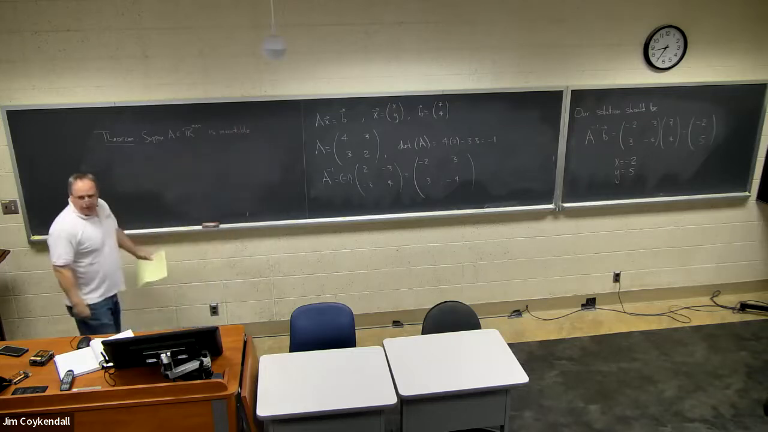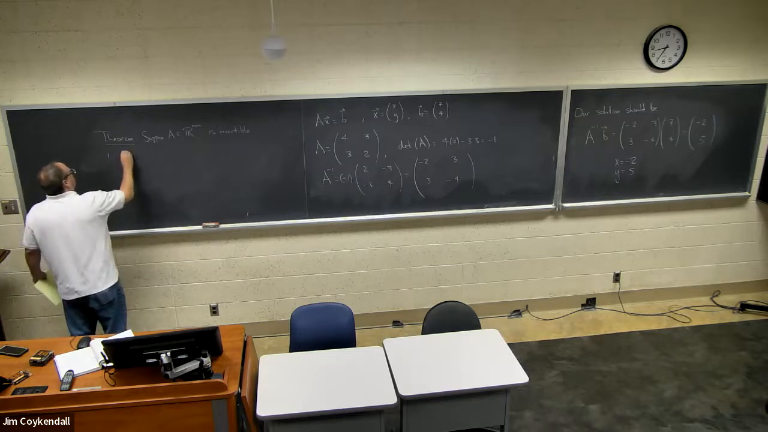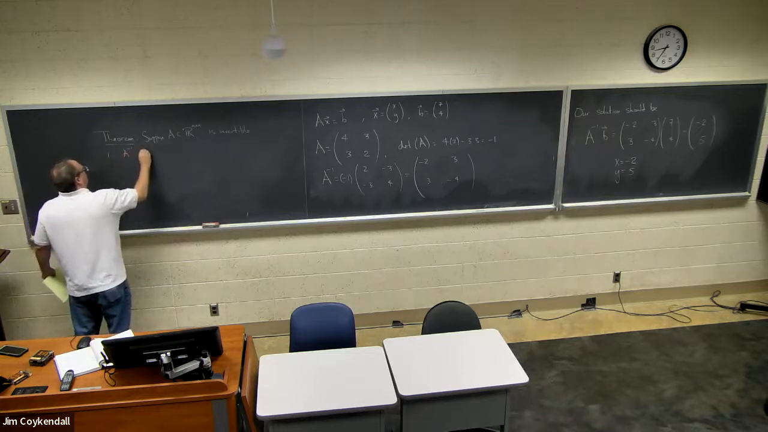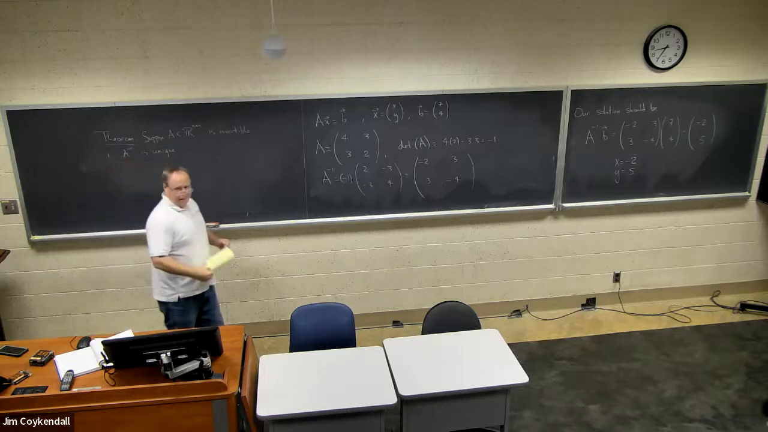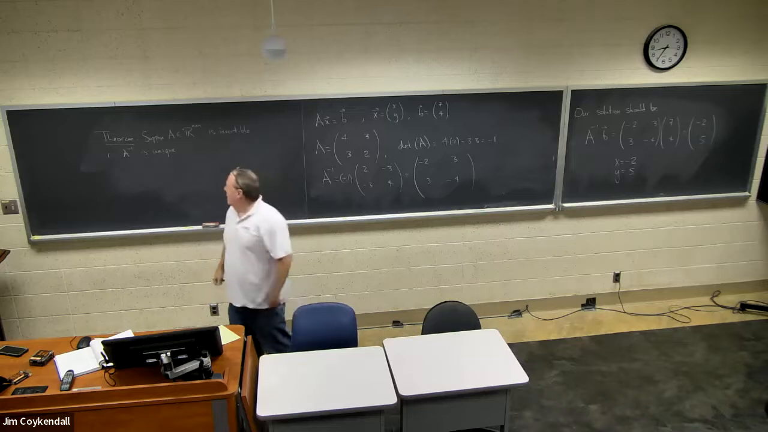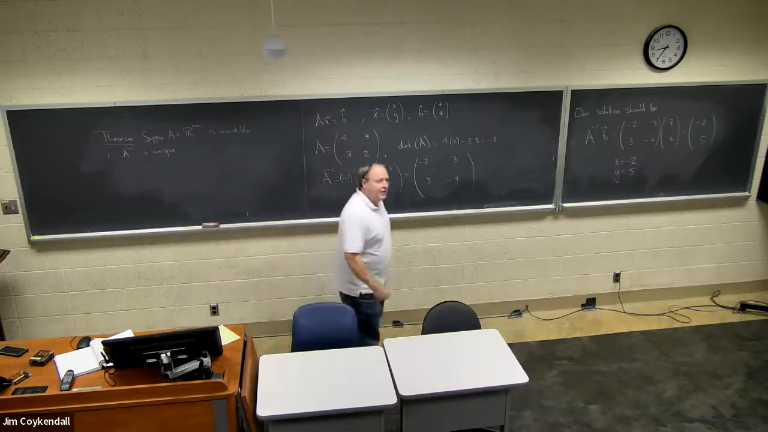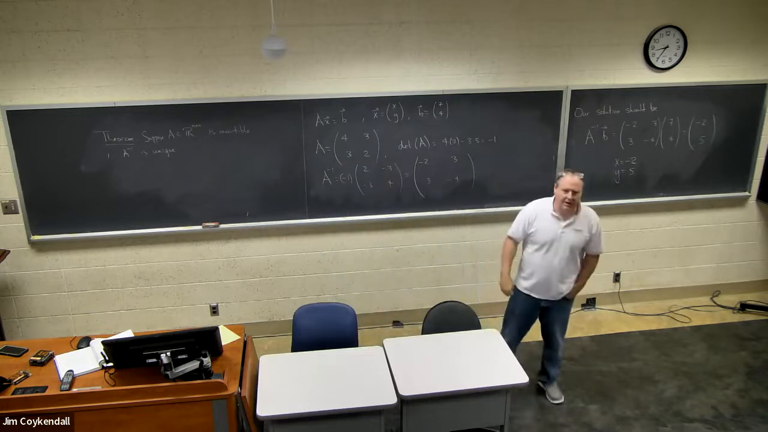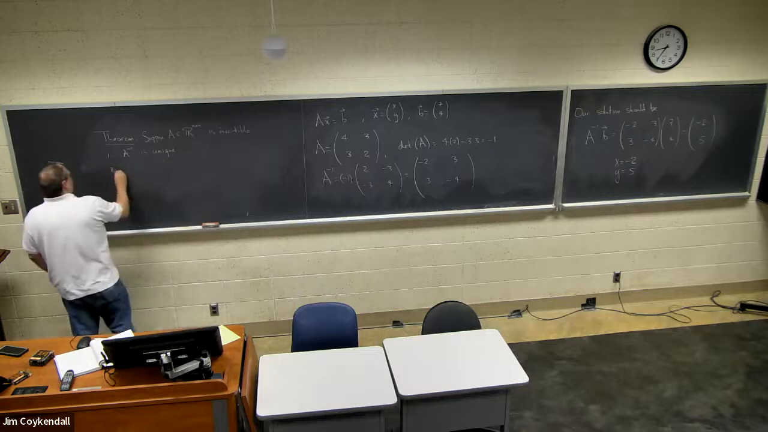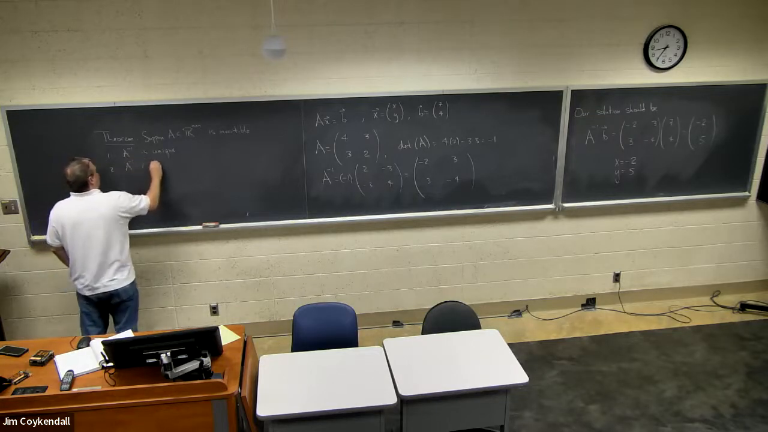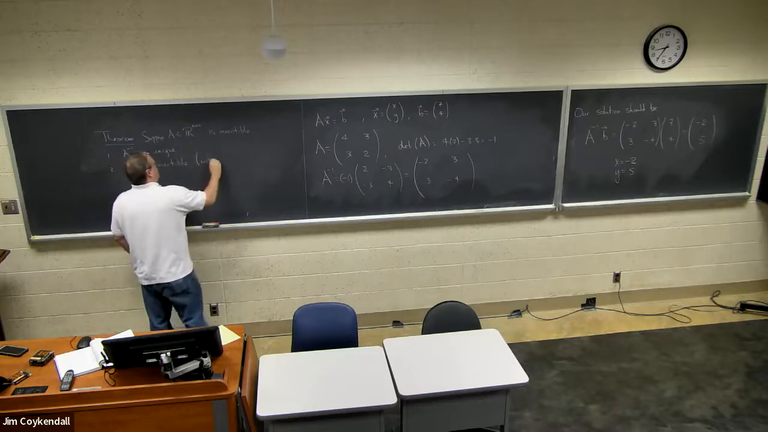Suppose that you have an invertible matrix A. This first statement says there's only one inverse to any matrix that's invertible. You can't have two inverses. Two, A inverse is invertible, with inverse A.